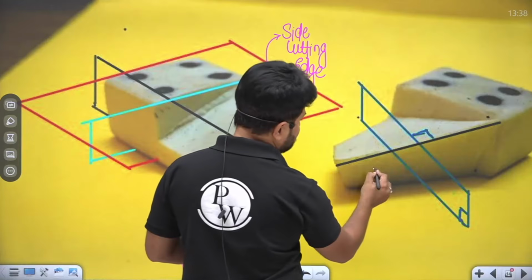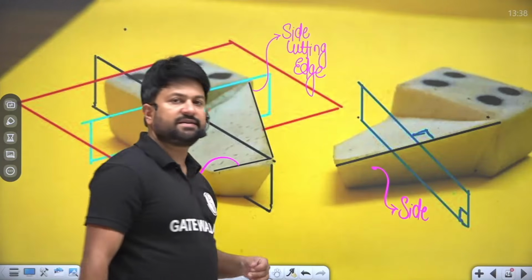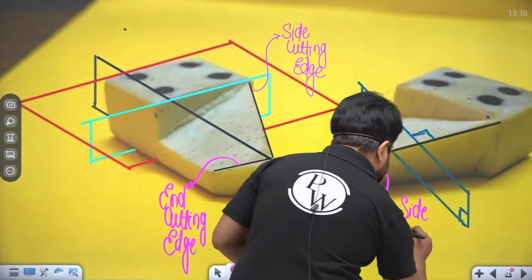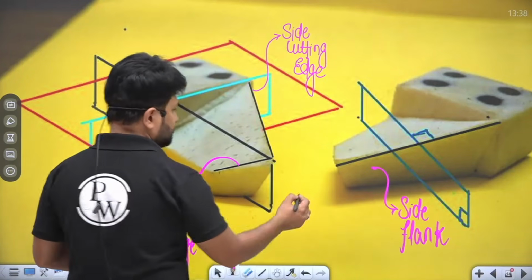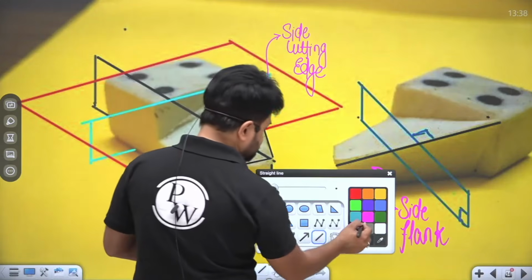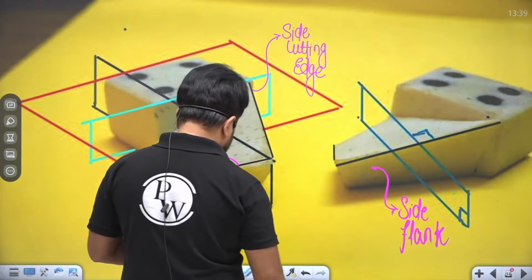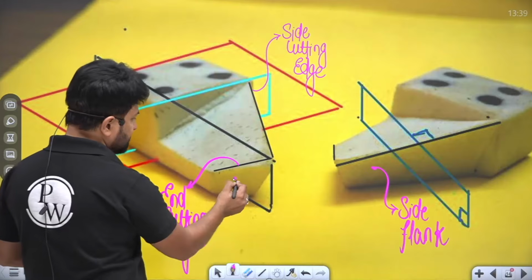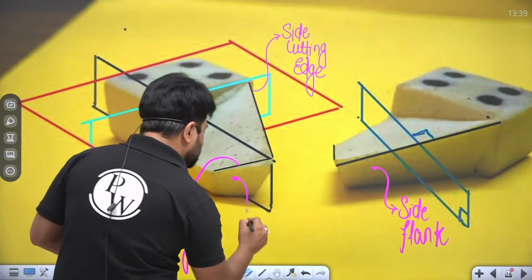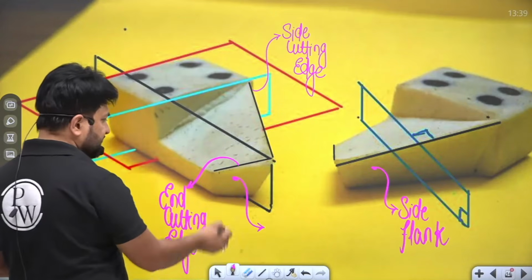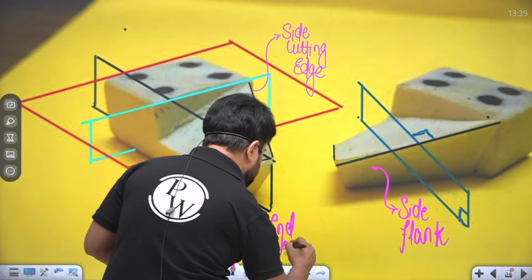Below the side cutting edge is the flank, and because it is below the side cutting edge, we call it the side flank. In this view also you can see the end cutting edge. Now below the end cutting edge, this is a flank. I hope it is visible to you. This flank lies below the end cutting edge, that's why we call it the end flank.